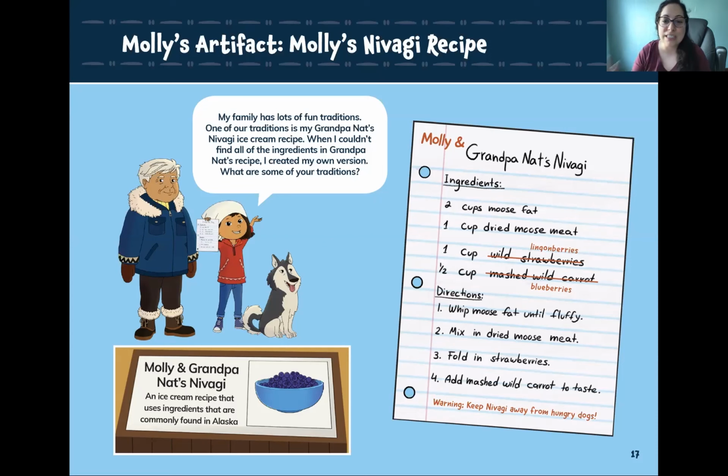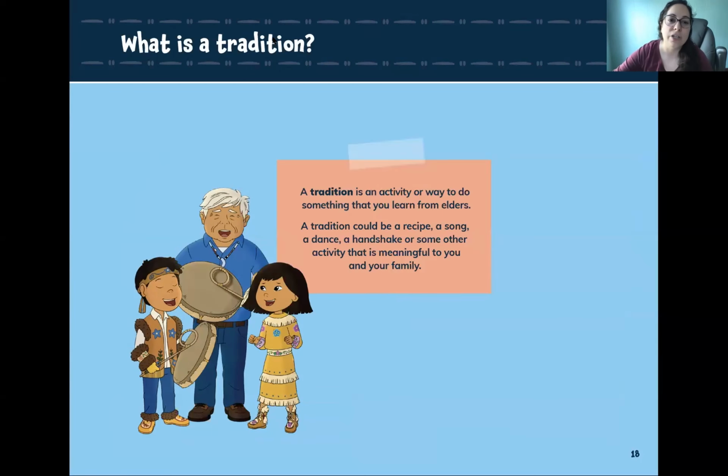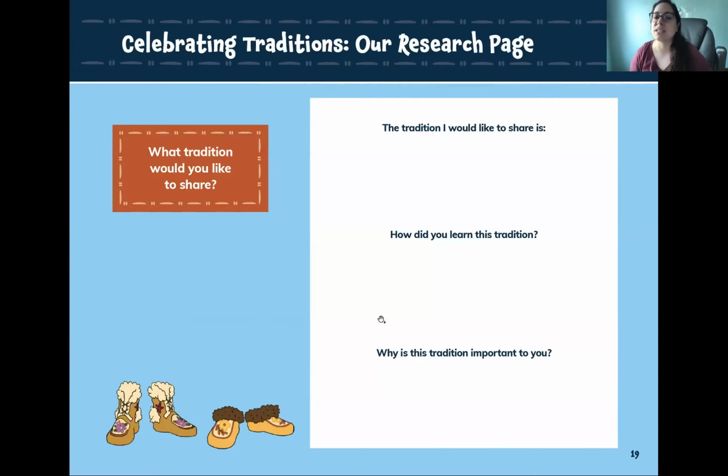And I think it's even a good lead in to talking about different cultures. You know, certain cultures don't eat certain meats and some eat other things and some people are vegan. So always think of how you can learn about Alaska and learn about Molly's world and also learn about the rest of the world as well. So these are great bridges into learning about other things as well. So here, this tells you a little bit about tradition. It's an activity or a way to do something that you learn from elders, right? So here are some examples as well. And also a great opportunity to talk about family traditions in general.